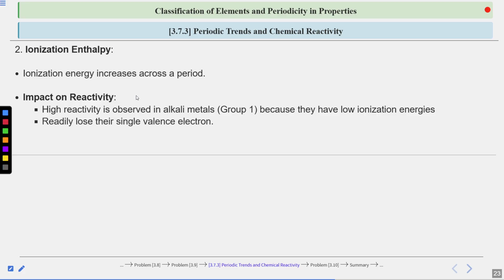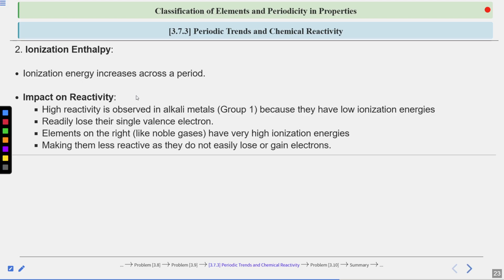And that single loose electron can result in a stable oxidation state in the case of group 1. Whereas the rightmost elements have a higher ionization energy and therefore lose electrons with difficulty, and this makes them less reactive.